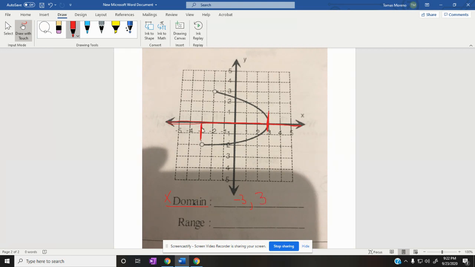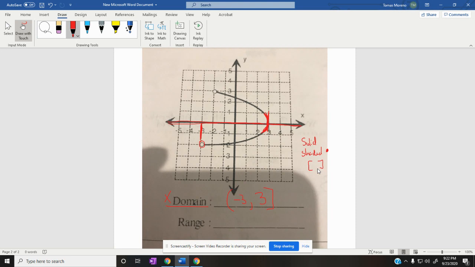Now notice, this one number is not shaded in, so that -3 would be open. However, this is a solid line. If you think of the solid line as being shaded in, then that one is included. So whenever it's a solid line, shaded in, like the dot is shaded in, you'll use the little brackets.